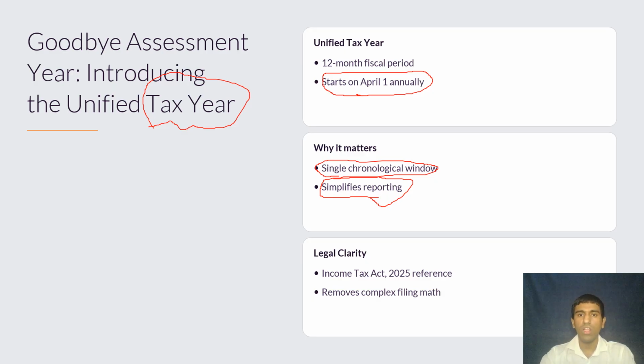So again, like I said, what is the legal clarity it has introduced? One is the reference. When we talk about tax year, the reference to the new act, Income Tax Act 2025, becomes more clear than ever. Then, as I said earlier, the filing math, which used to be very complicated with previous year and assessment years, there was confusion between years. Now that confusion is gone. With only one term, tax year, it becomes clear as to what year you are supposed to file the tax.